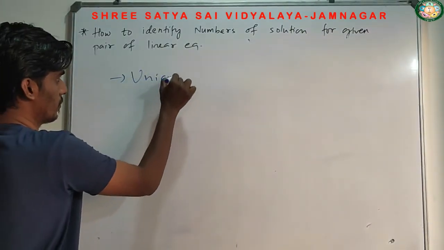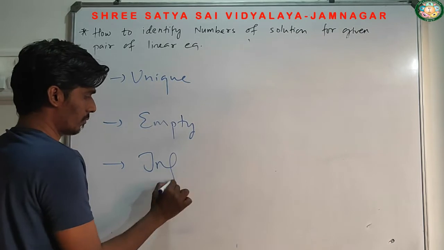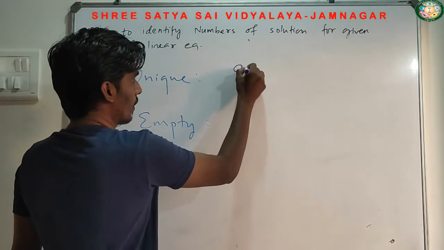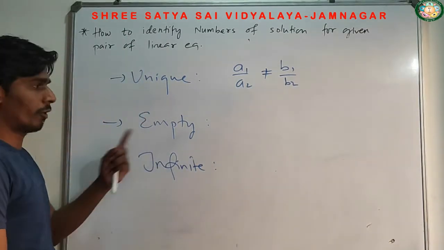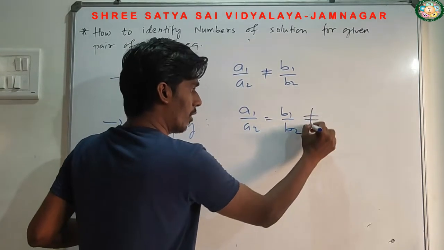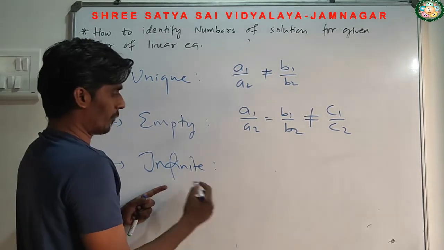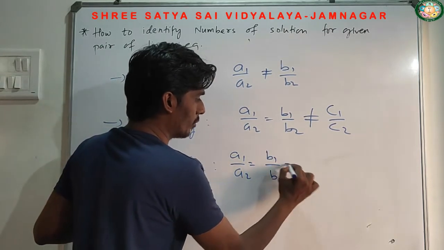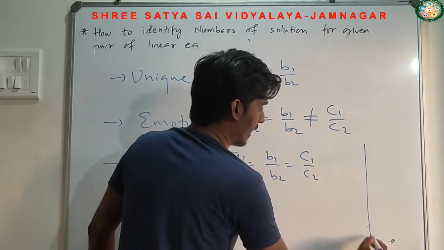Unique, empty, and the last one is what? Infinite. For unique, it's what? a1 upon a2 is not equal to b1 upon b2. For empty, it's a1 upon a2 equals b1 upon b2 but not equal to c1 upon c2. This is for empty solution. And the last one, infinite, it's a1 upon a2 is equal to b1 upon b2 is equal to c1 upon c2. And for infinite solution, what about the graph?